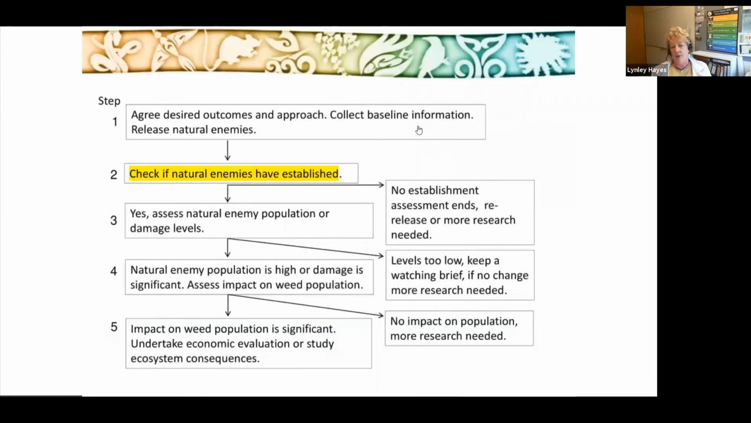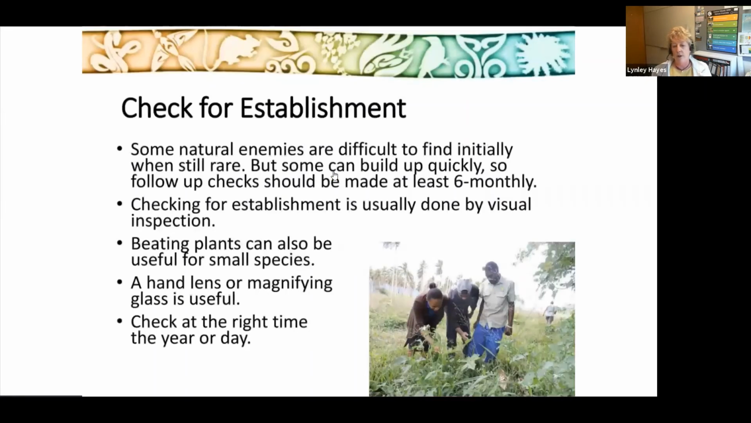So we've decided on our approach. We've collected our baseline information. We've released our natural enemies. The next step is to check if they've established, because if they don't, there's nothing else to measure, and maybe we need to have another go at establishment. So sometimes it's hard to find things initially. We're putting little tiny insects out and they're hiding and they're not very common. It might take some time to be sure whether or not they have survived.